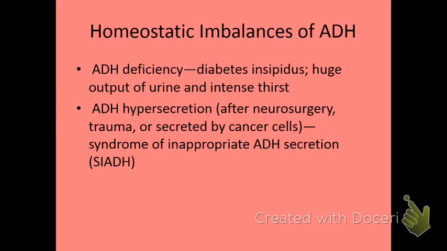Now we have a condition called diabetes insipidus, which has basically the same look to it as diabetes mellitus. The only difference is that it's not diabetes mellitus. It is a problem with antidiuretic hormone deficiency. You get increased urine output and intense thirst. Sometimes this can be caused from trauma or tumor cells, which can affect the antidiuretic hormone secretions.